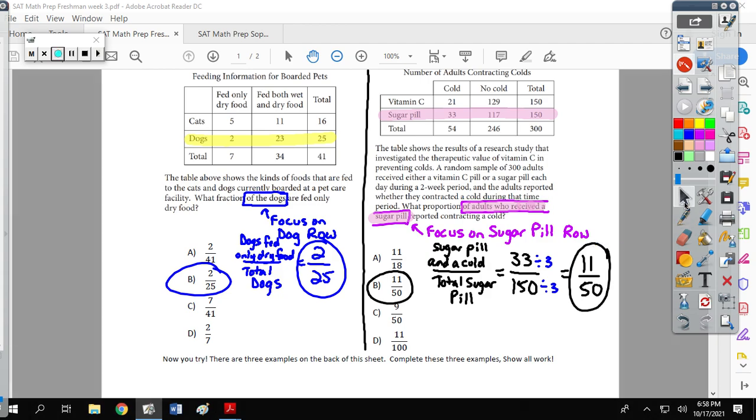Okay, folks, it's your turn. There are 3 examples on the back of this sheet. Again, you are to complete those 3 examples in the remaining time here during plug time, and then turn your paper into the proctor before you leave the room. Remember to show all of your work. Remember to circle your answers.